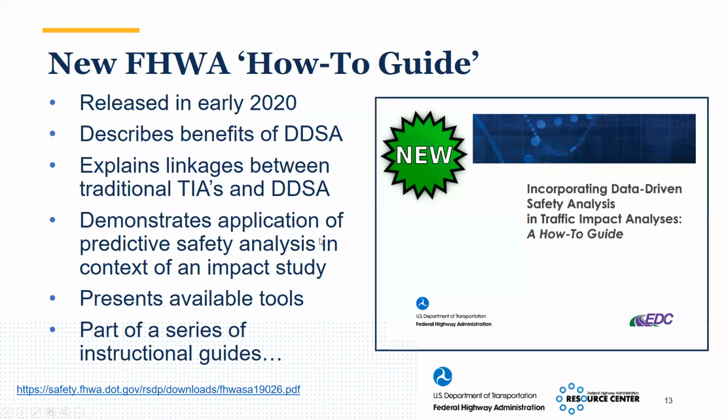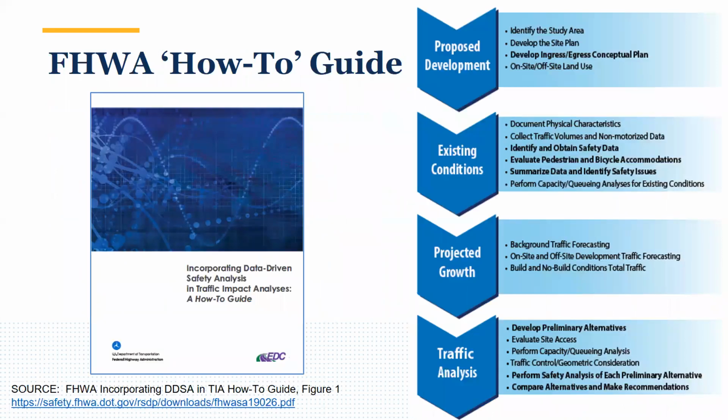So Federal Highway put out a how-to guide earlier in 2020, and this how-to guide explains some of the linkages between the traditional impact study and DDSA. If you haven't seen this guide before, check it out. It's available on the web. You can Google for it, but it's very limited. It focuses on just a demonstration that we'll use today, showing what safety analysis can look like inside of an impact study. So specifically, if a traditional TIA looks like this process here, where we have some development that comes into some existing area and growth and changes in the future have to be anticipated, and then we analyze all of those changes.